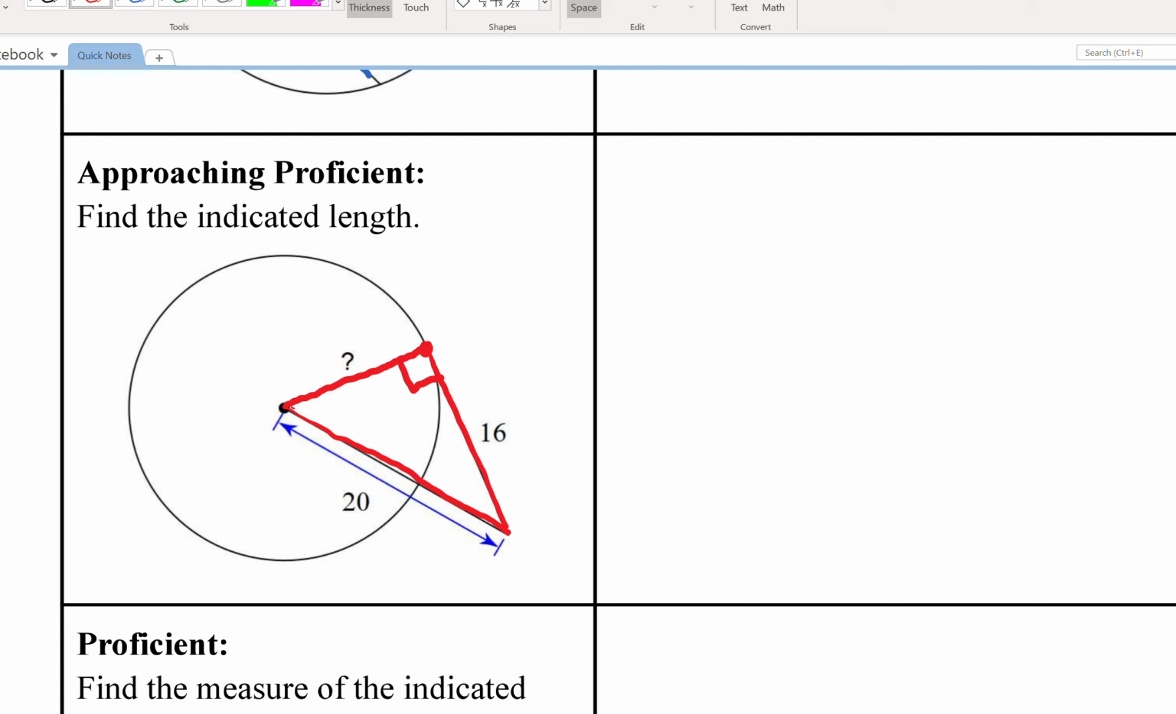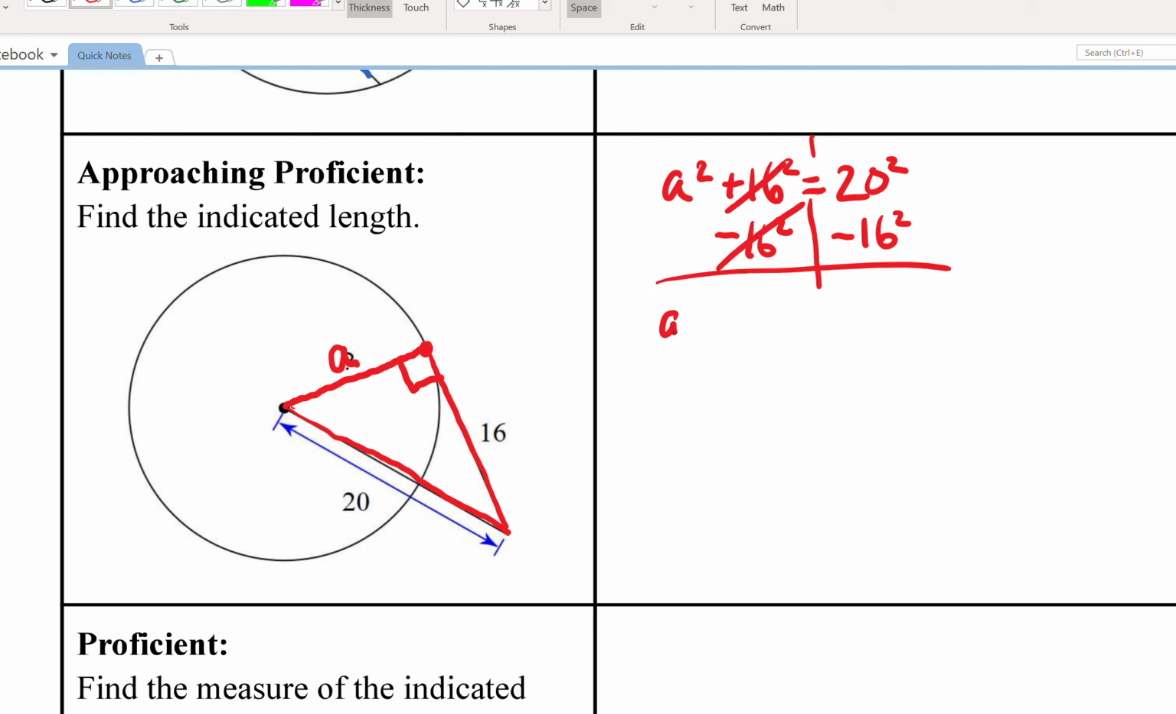And so if I called this, let's say A, then I could say A squared plus 16 squared is equal to 20 squared. And then I could say, let's subtract 16 squared to get my A squared alone. I would then subtract 16 squared from both sides of my equal sign. That then cancels there, and A squared would be equal to 20 squared minus 16 squared.